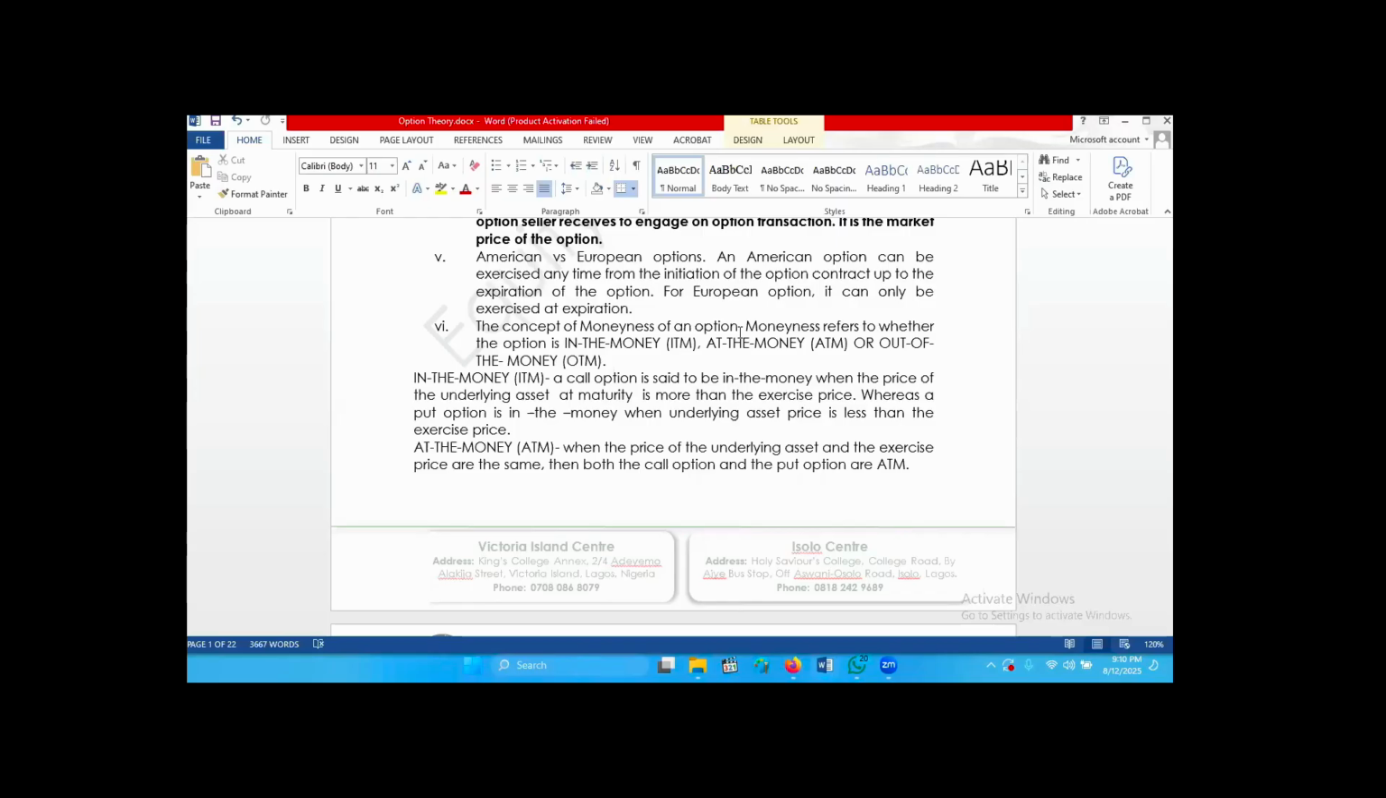At the money means that the option contract is at break-even point. At this point, the option holder is at liberty whether to exercise his rights or not.